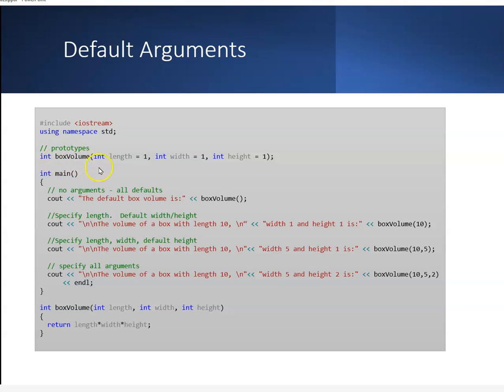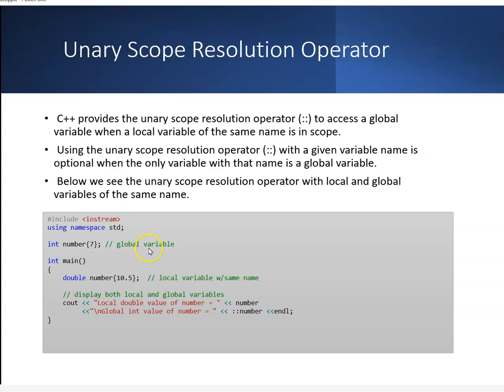We define the function box volume. It has defaults of length equals 1, width equals 1, and height equals 1. If you call it with no arguments, it will call it as if you passed in 1, 1, 1. If you just specify the length, it will set 1 and 1 as the width and height. Similarly, if you set the length and width, it will default to height, and if you specify all, it defaults nothing. So that covers that. That's pretty straightforward.